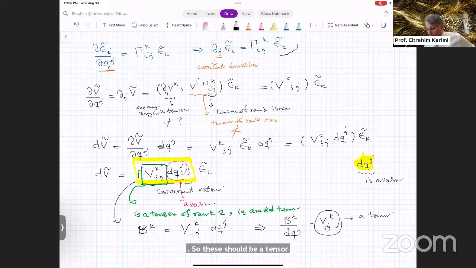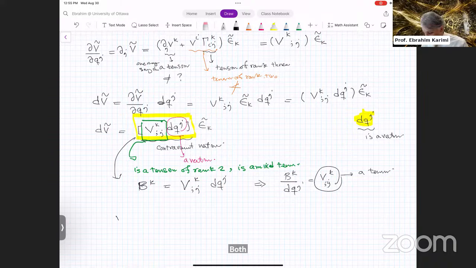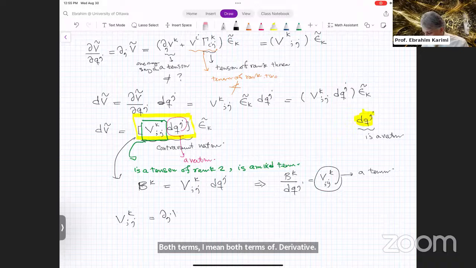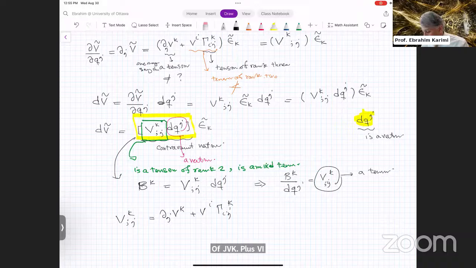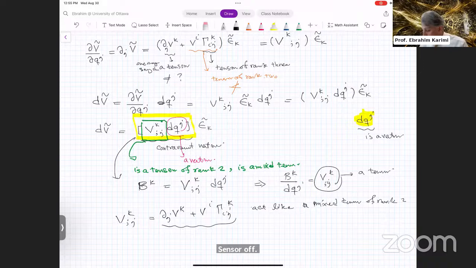So this is the way that we prove that indeed both terms of the derivative of JVK plus VI gamma IJK, both of them, act like a mixed tensor of rank 2. Not individually, so the sum together, they will act like a tensor, okay? Clear?